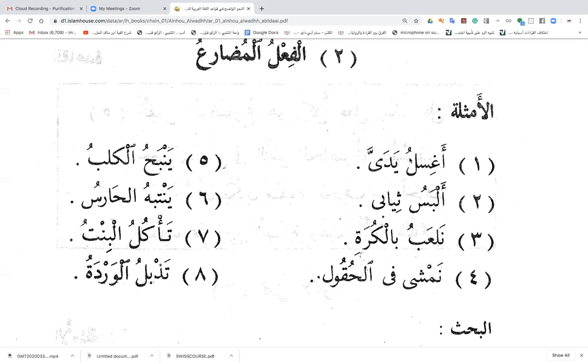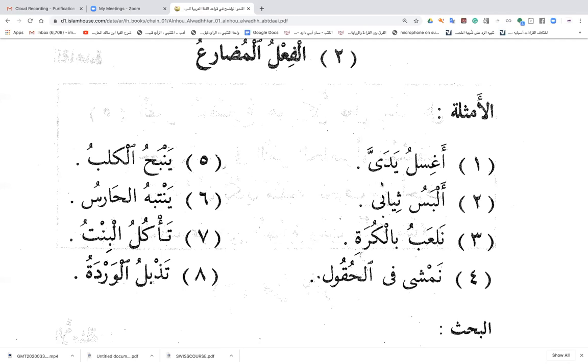أغسل يدي. I washed my hands. ألبس ثيابي. I wore my clothing. Now look, مضارع changes. نلعب بالكرة. Not I, but we played with the ball. نمشي في الحقول. We walked in the fields; حقول is a field or pasture. ينبح الكلب. The dog barked. ينتبه الحارس. The guard alerted people. تأكل البنت. The girl is eating. تذبل الوردة. The rose is wilting.